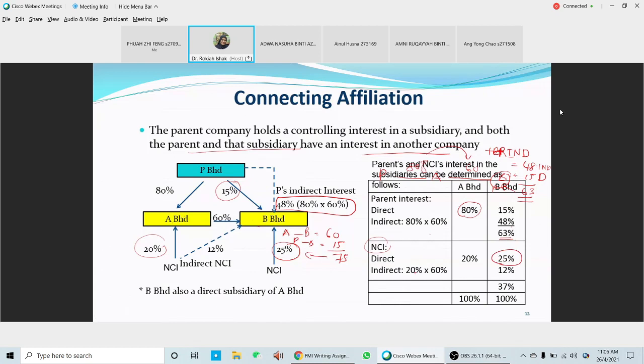So indirectly, NCI has 20% times 60%. In B, NCI 20 times 60 is another 12%. So altogether it's going to be 37%. So make sure that when you calculate, this should total 100%.